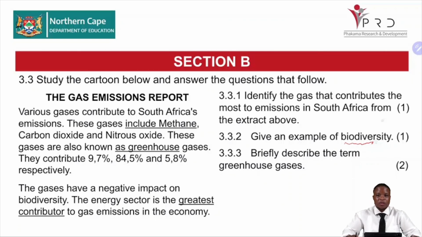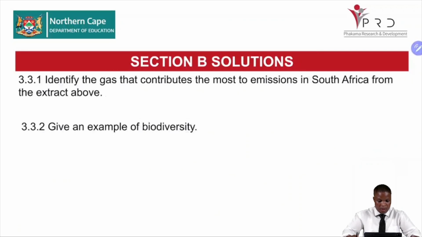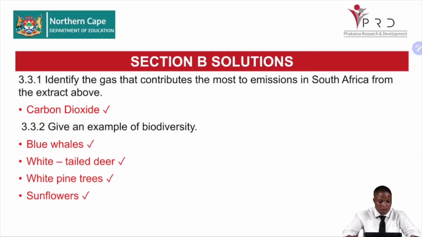Right, grade 12, let's look at our answers. Identify the gases that contribute most to emission in South Africa from the extract. Carbon dioxide, you just take it from the extract. Give an example of biodiversity. Blue whales, white-tailed deer, white pine trees, sunflowers, and any other relevant one. If you think that is part of our animals and plants, you may raise your hand. It may be correct.